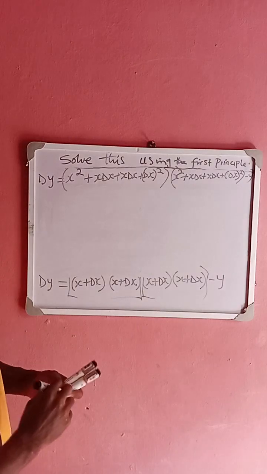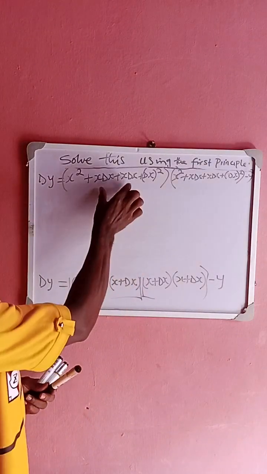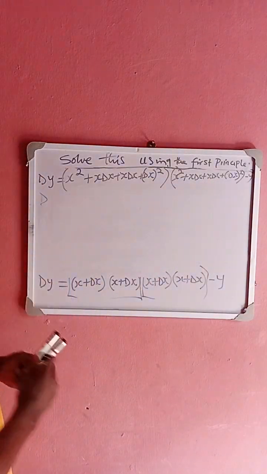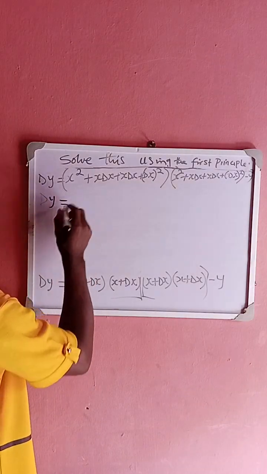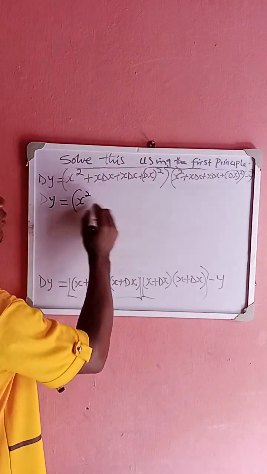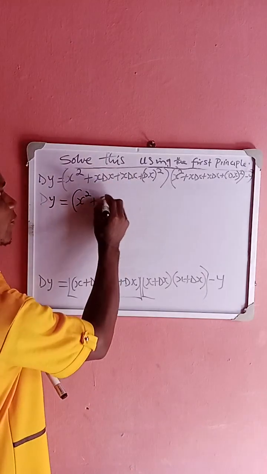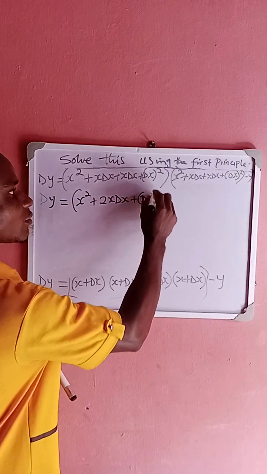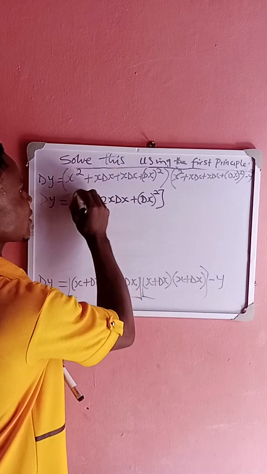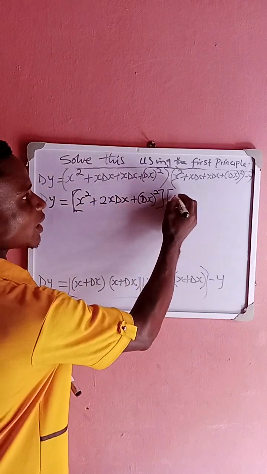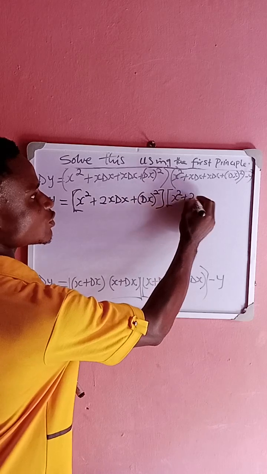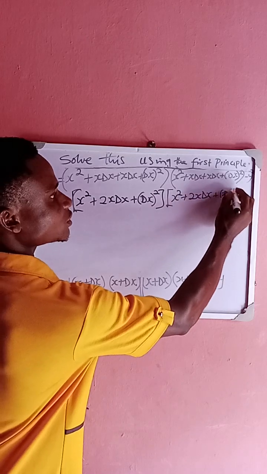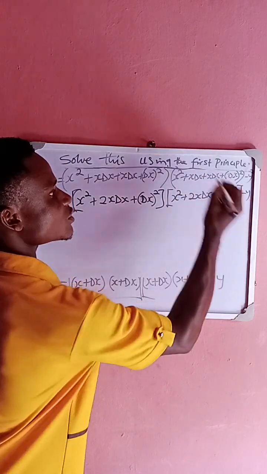So in this case now, we have to collect like terms. Change in x are 2 here, change in x are 2 here. To collect them, we have change in y. Change in y is equal to x raised to the power of 2 plus this, we have 2x change in x, then plus change in x raised to the power of 2. So the same thing happens here. We have x raised to the power of 2 plus 2x change in x, then plus change in x raised to the power of 2, then minus our y.